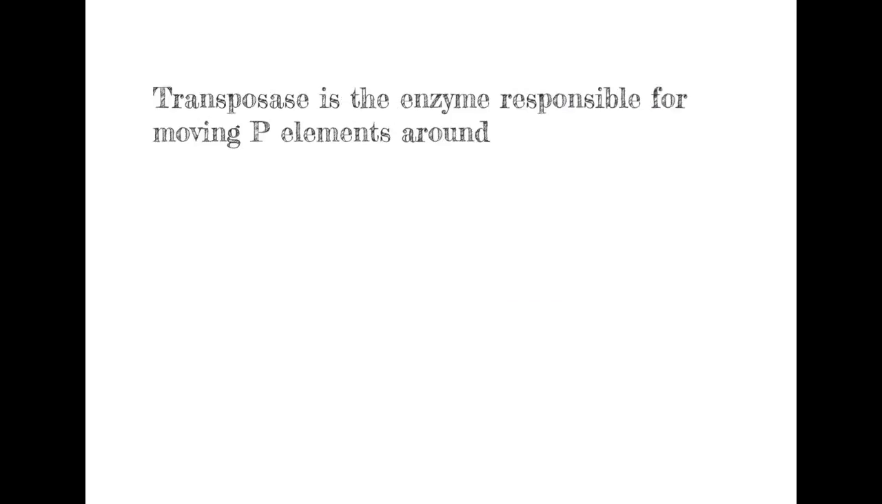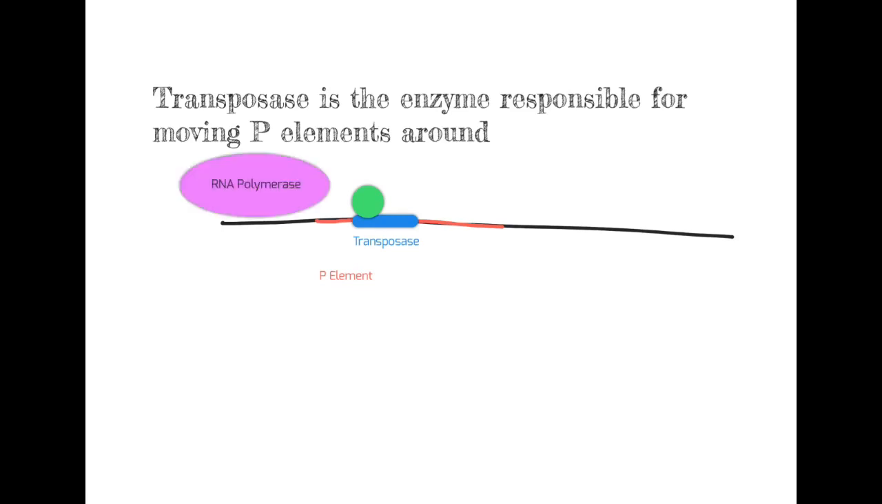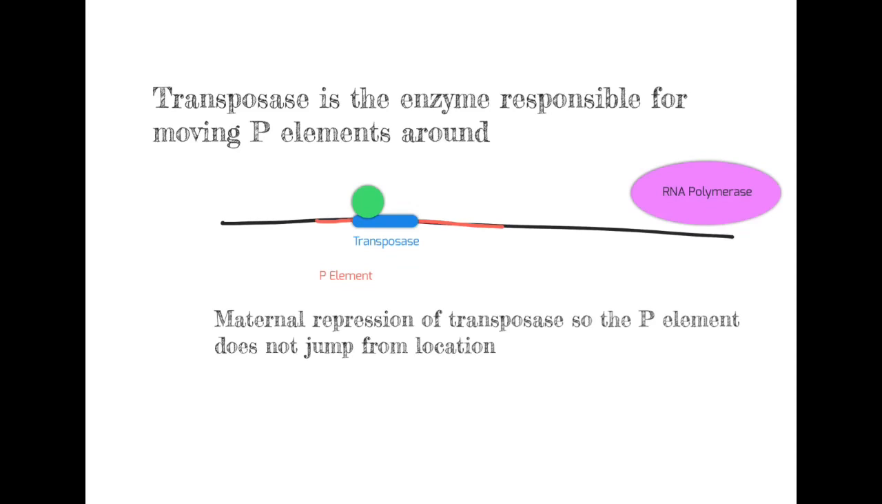Transposase is the enzyme that is responsible for moving P elements around, so naturally it is the first target for maternal repression. Here you can see the maternal repressor sitting on transposase's promoter and RNA polymerase not being able to transcribe it. When transposase is not transcribed, it is not expressed, and this P element is not going to move.